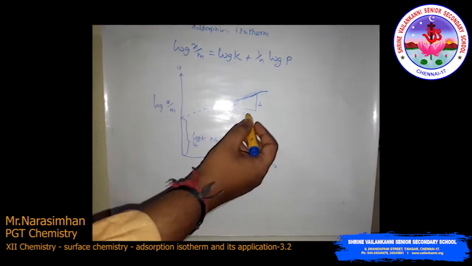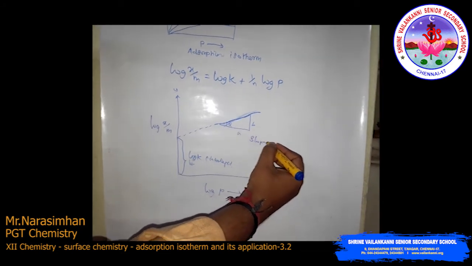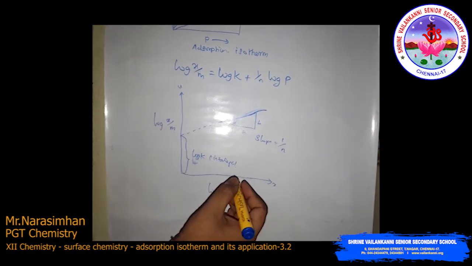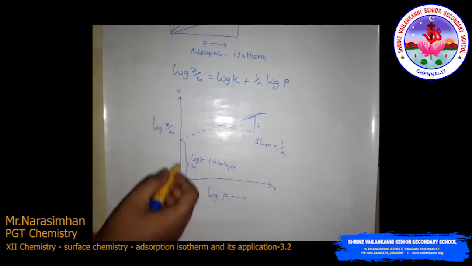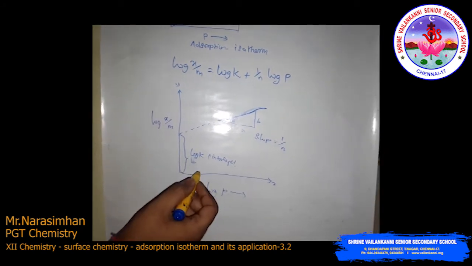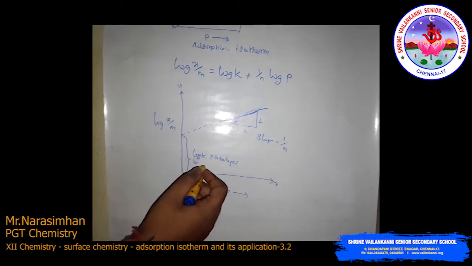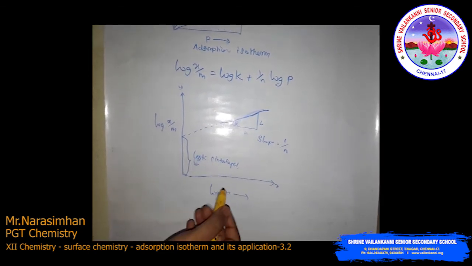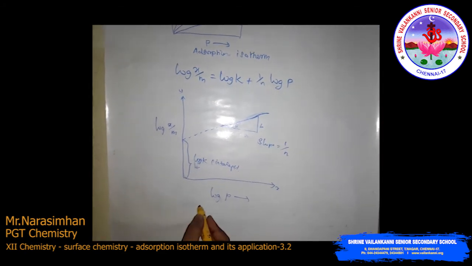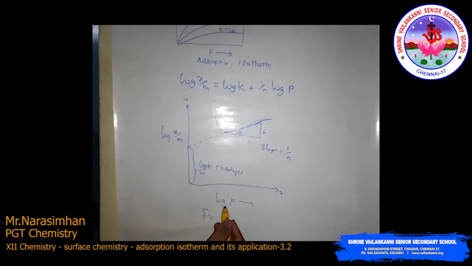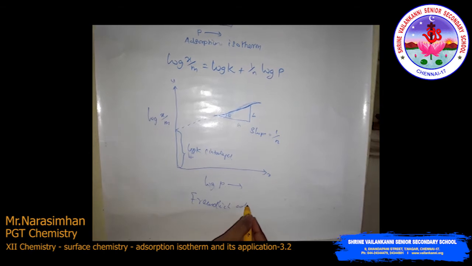The slope of this line is 1/n. That is the straight line value. The intercept on the y-axis gives log k. These Freundlich adsorption isotherms explain the behavior of adsorption in an approximate manner. This is the Freundlich adsorption isotherm.